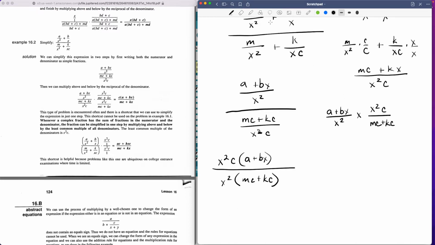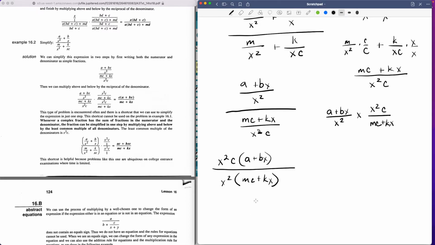Oh, I'm sorry. I wrote that wrong. This should be an x because it was kx here and I just transposed it incorrectly. So I'm going to correct it here as well and correct it here as well. Otherwise I was going to take out that c also. So that should be x here and x here.